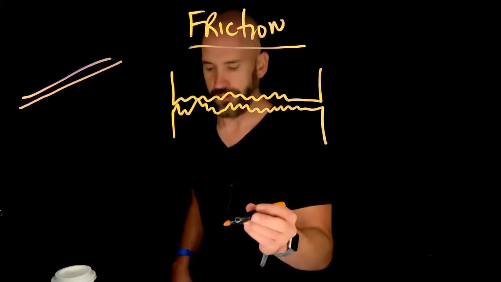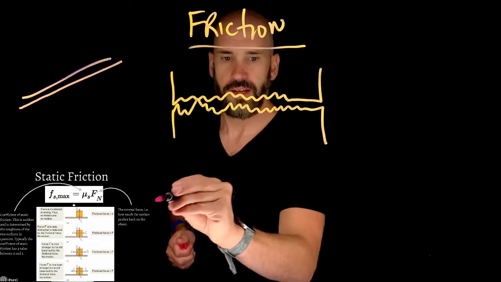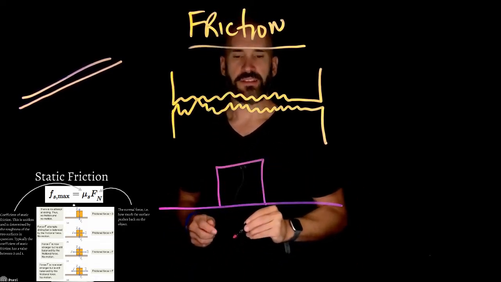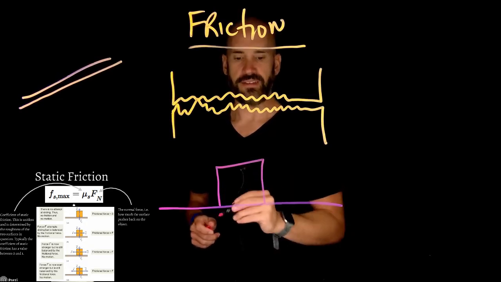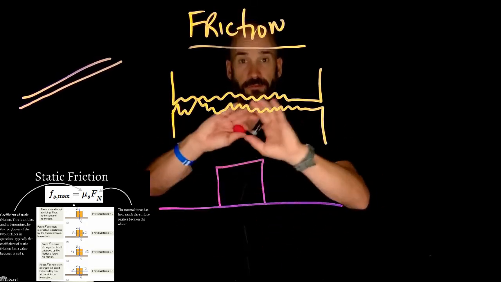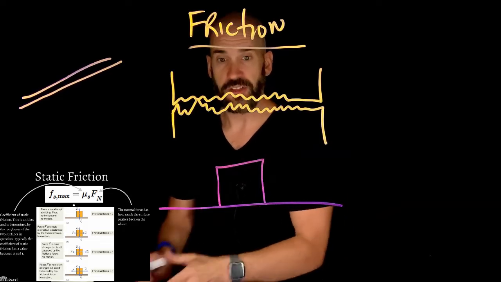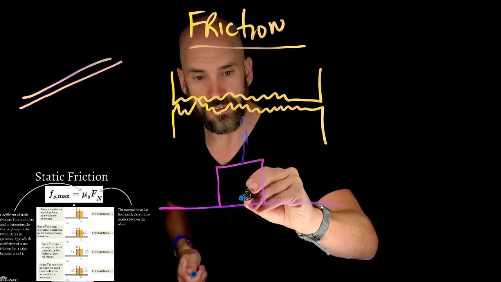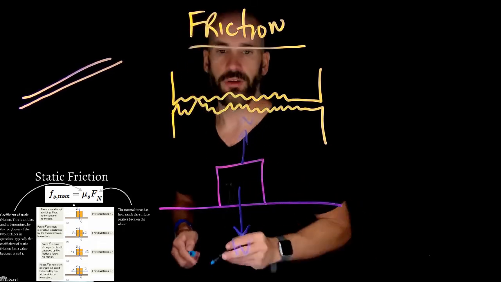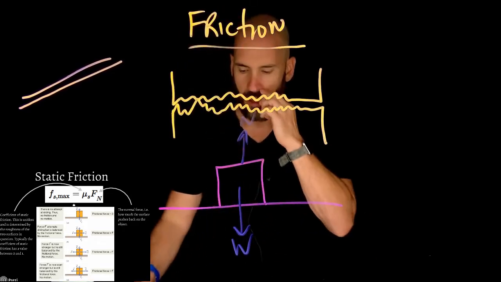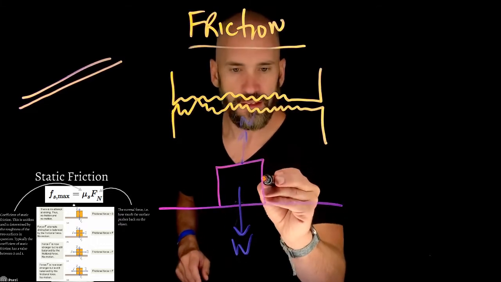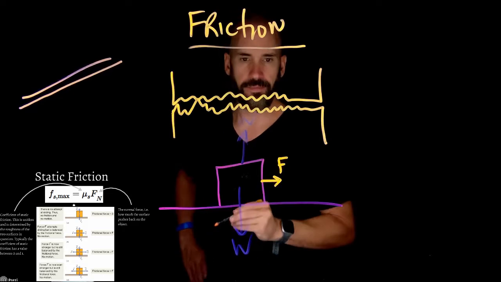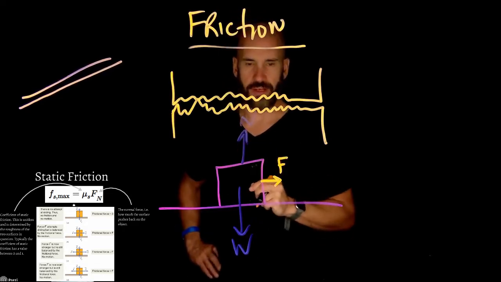So let's suppose that I have a box on a table, and let's suppose that I decide that I want to start pushing it. But before I start pushing it, I want to acknowledge that there is just a normal force going up, and then there's a weight going down. That's all that exists. But I want to add to that a small force F.